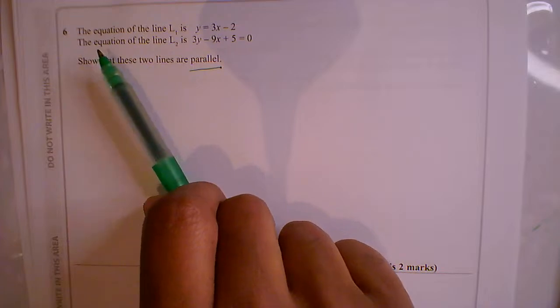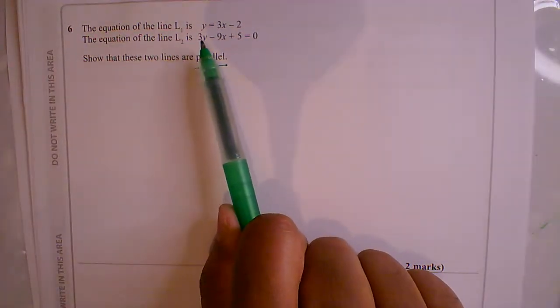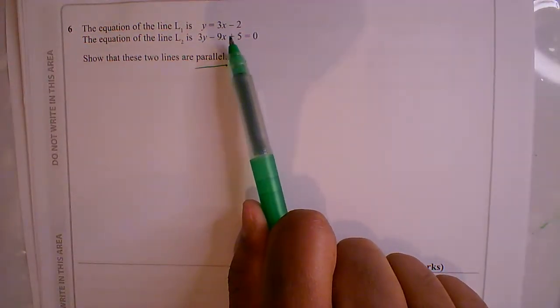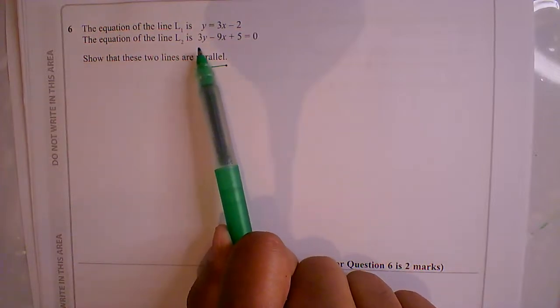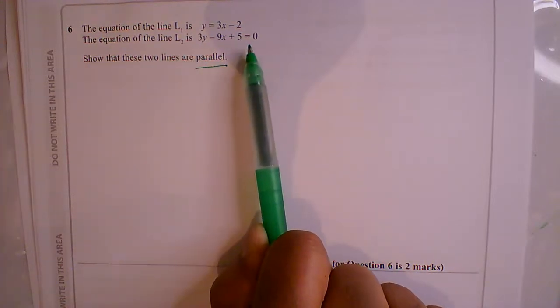All right, let's get cracking. Right, so this is the equation of the line. It's clear. Let me just sharpen it. There we are. So the equation of the line L1 is y equals 3x take away 2. The equation of the line L2 is 3y take away 9x plus 3 equals 5. Show that these two lines are parallel.